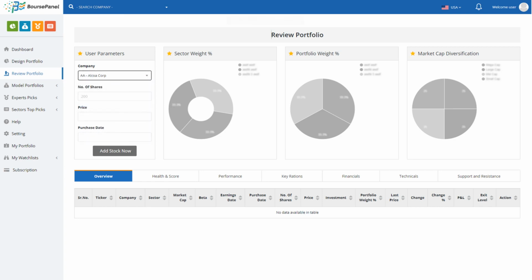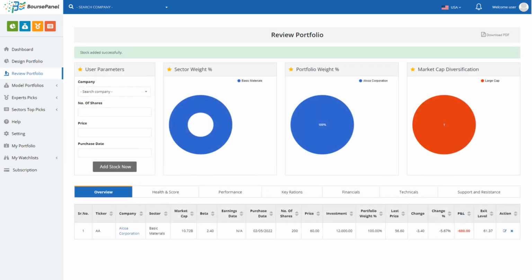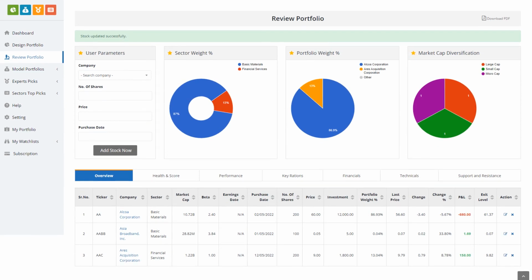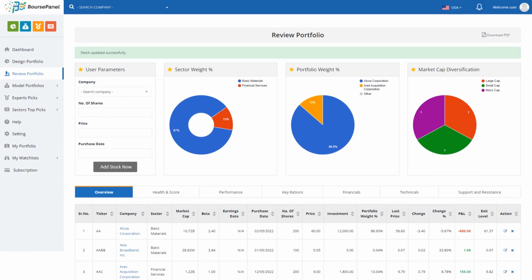Next, you will enter the number of shares, the entry price, and the date of purchase and click on Add Stock Now. You can repeat this process for all the stocks in your existing portfolio. Remember, you may also have only one or any number of stocks in your portfolio, and once all the stocks in your portfolio are added, you can start reviewing your portfolio.